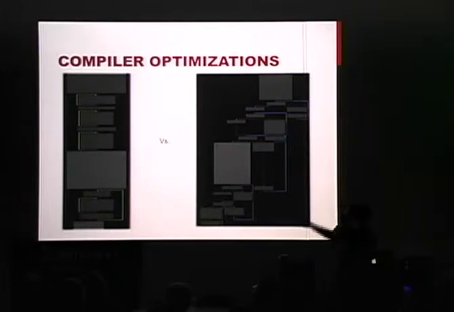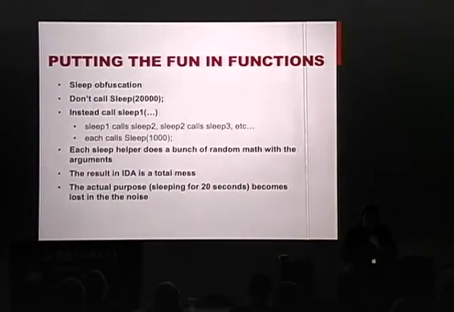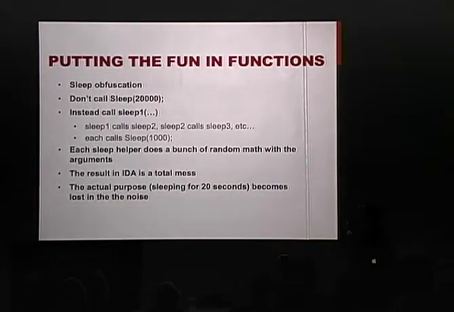It's actually a very linear flow where it comes down through and it hits all the API calls that we were looking at before. And it's actually a little bit less work. So we turn the compiler optimizations off just because we're mean. So putting the fun in functions, right?